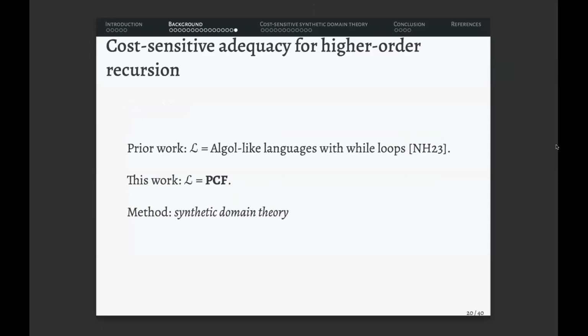In prior work, we instantiated this schema with first-order recursion. And in this work, we would like to extend it to PCF with higher-order recursion.